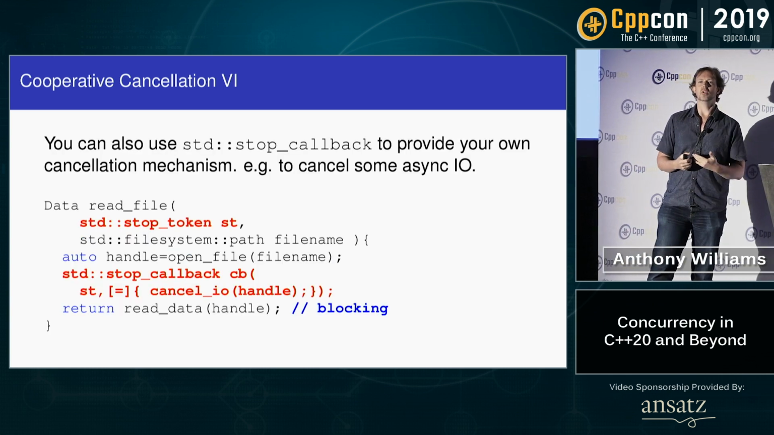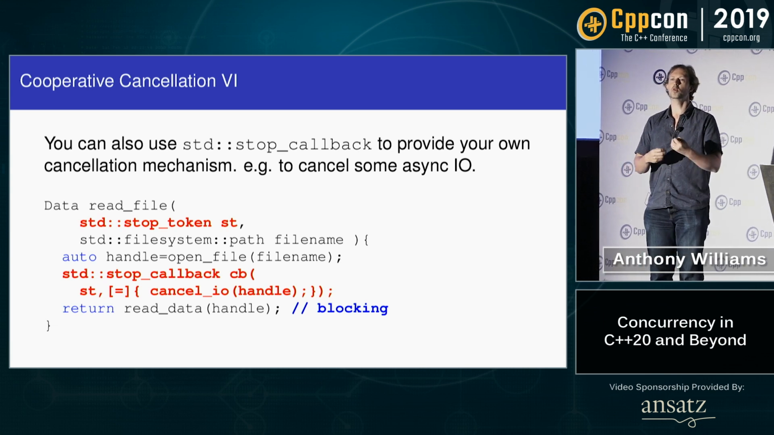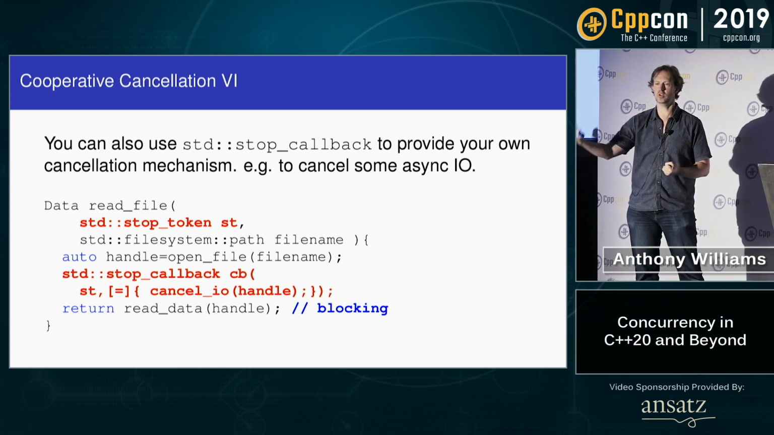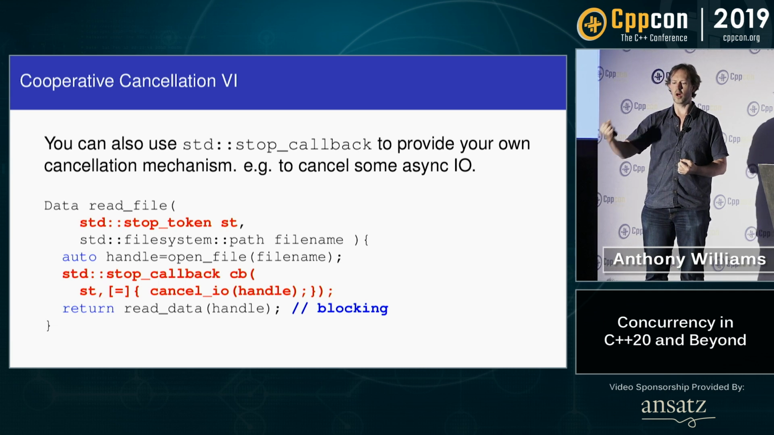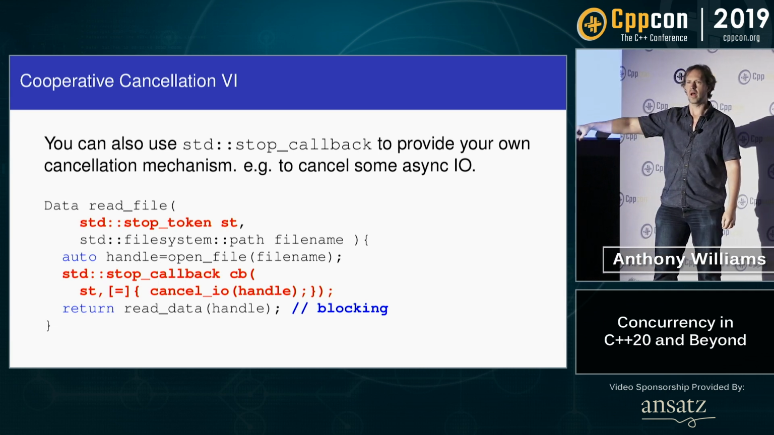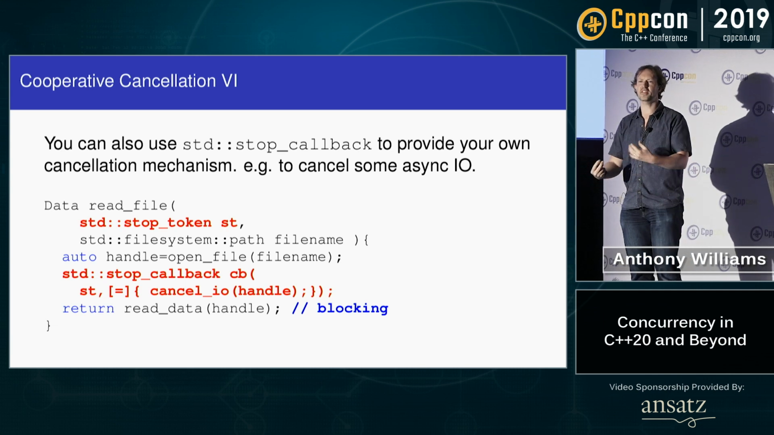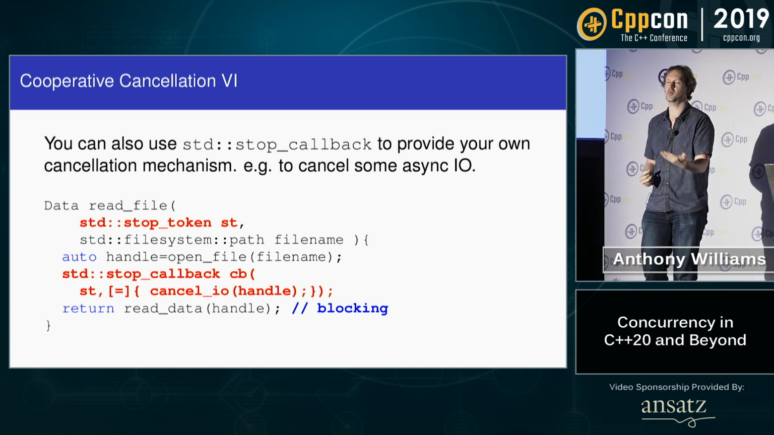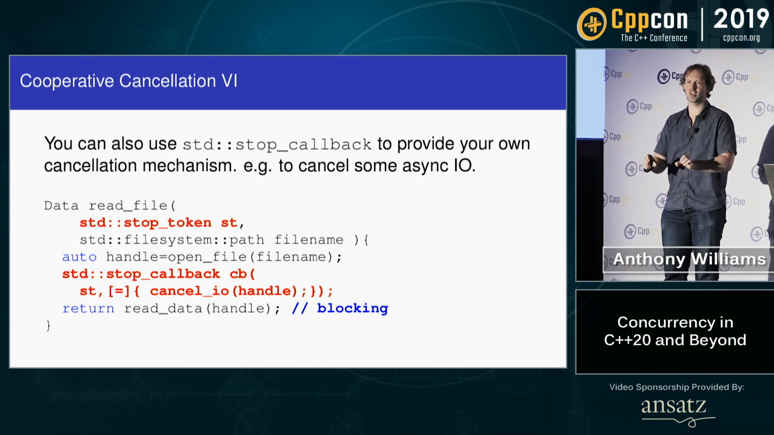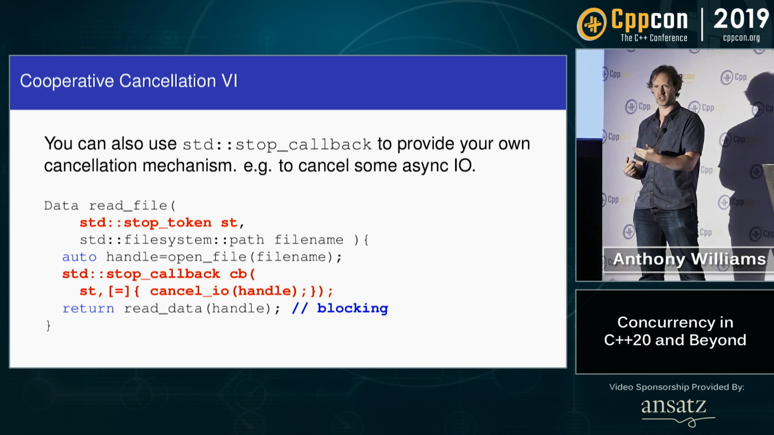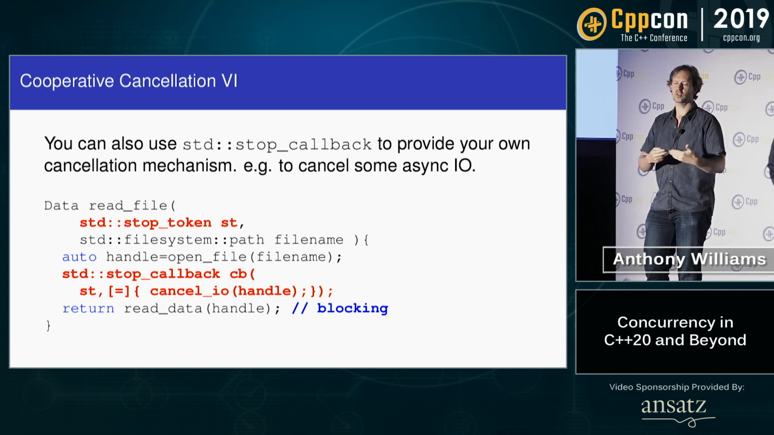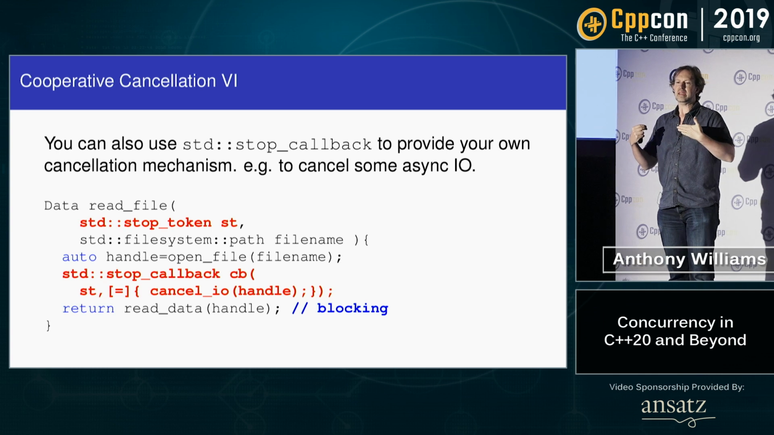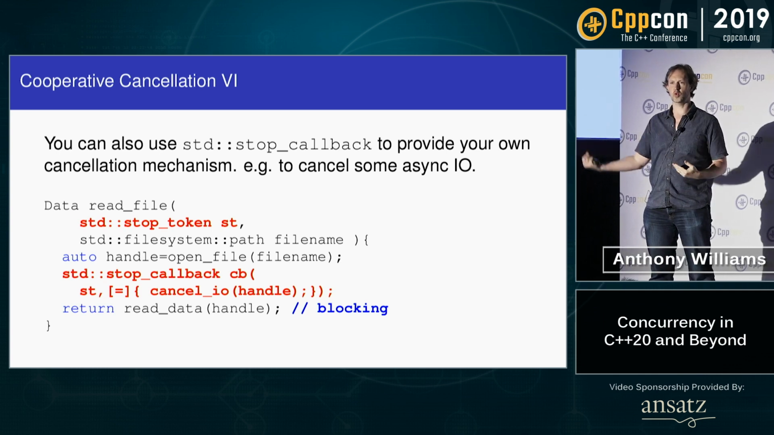There's also an extension with stop callback. Stop callback allows you to say, here is a stop token. When somebody has requested to stop with this token, I want you to call this other function. And that allows you to interrupt other things. So if you have some async I/O, and you have a function you can call to interrupt that I/O, which on the slide I said is called cancel I/O, if you have such a function, you can then use that with a stop token by wrapping it in a stop callback like this. And then if the token is signaled, it will cancel your I/O operation.